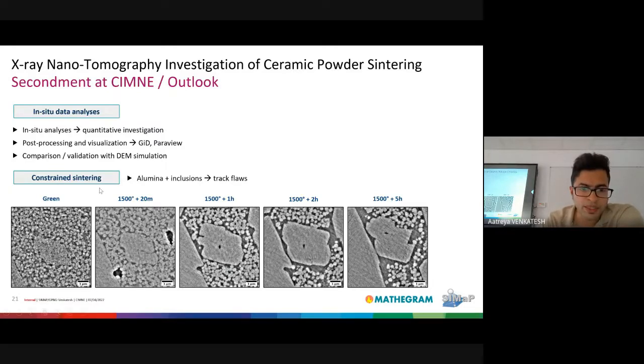Additionally, one thing which I did not mention in the presentation is that we have added different volume fractions of bigger alumina particles and observed them in situ while sintering them. The primary interest here is the effect of such large inclusions on densification and grain growth phenomena, both globally and locally as well. So that brings us to the end of this presentation.